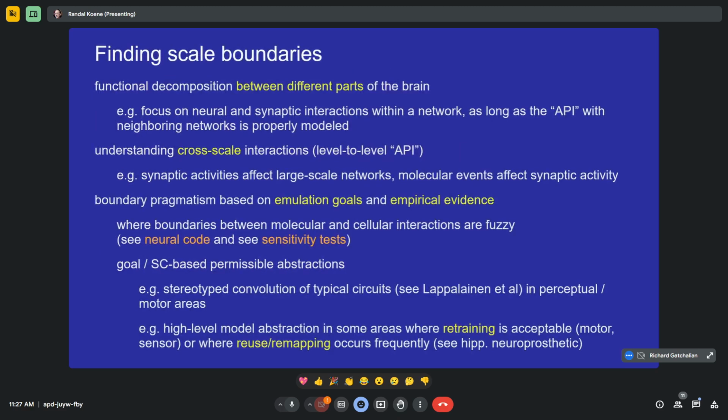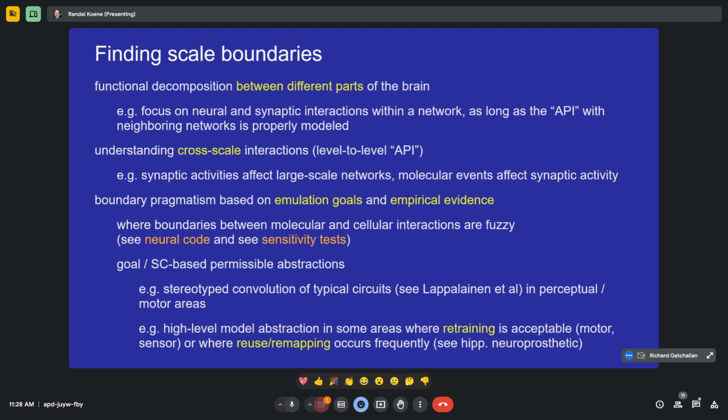The 2008 roadmap suggests that finding functional boundaries between different parts of the brain is one way to determine where scale separation may be appropriate. For instance, neurons and synapses operate at the micro level, while whole networks might represent a higher level of organization. Functional decomposition allows the researchers to focus on dynamics within a given scale, as long as its interactions with neighboring scales are adequately modeled. Although identifying boundaries between scales can help manage complexity, it's also critical to understand cross-scale interactions.